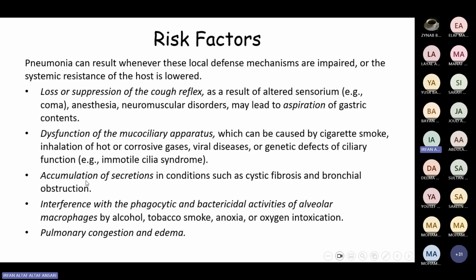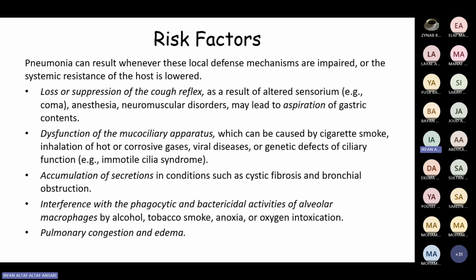And then the accumulation of the secretion. So in cystic fibrosis and bronchial obstruction, there is accumulation. The secretion is not coming out. They are accumulated at the same place. So again, secretion is very rich in protein and glucose, so a very good culture media for pathogens to grow.